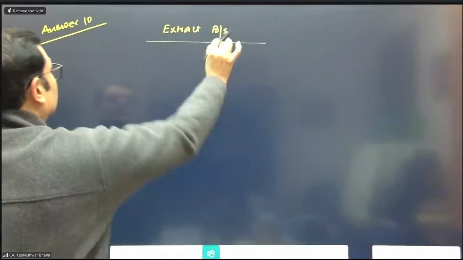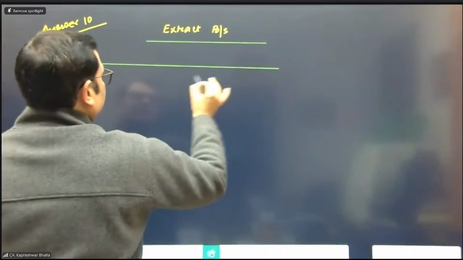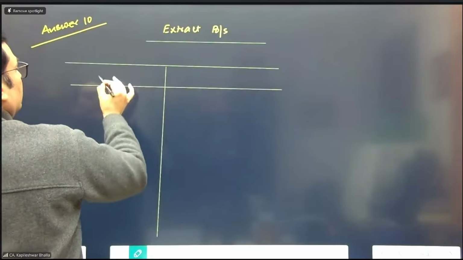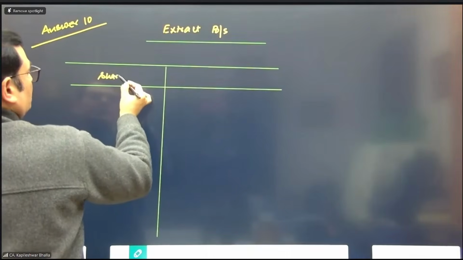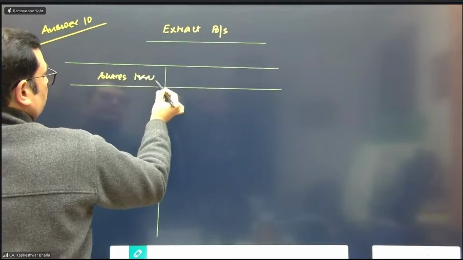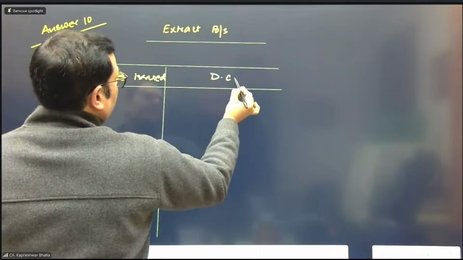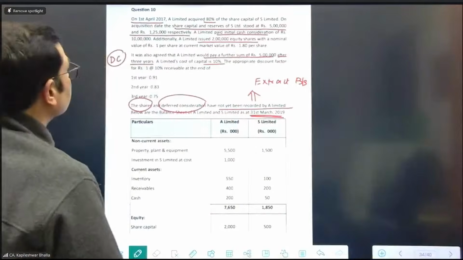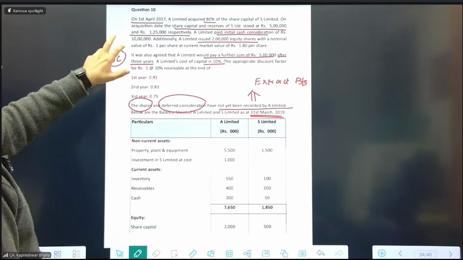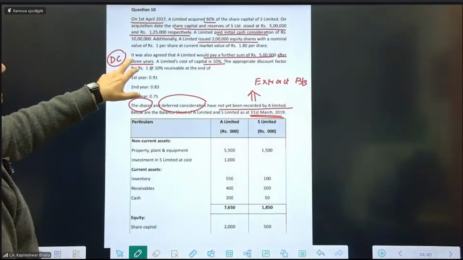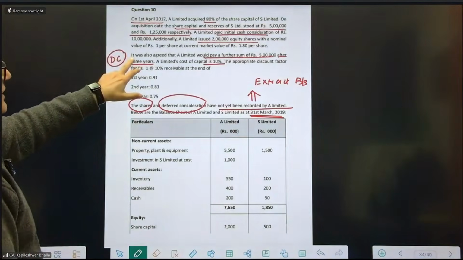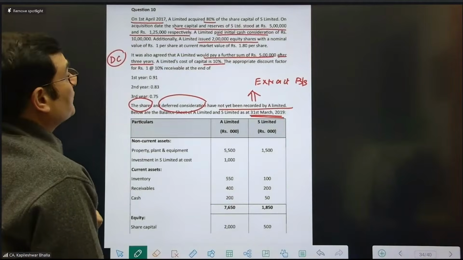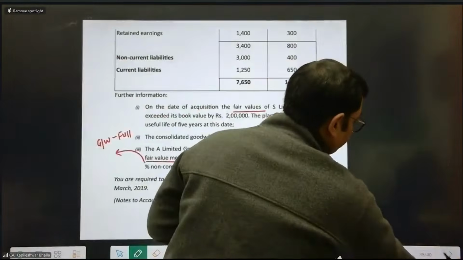So let's do one thing. Let's put the journal entry. I'm looking at the omission as far as shares issued are concerned, and I'm looking at the deferred consideration. Now let's go date by date. It is on 1st April 17 that the company acquired the shares in S Limited, and it says that we issued 2 lakh shares with a market value of 1.8.